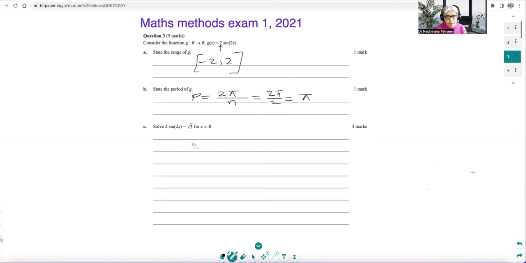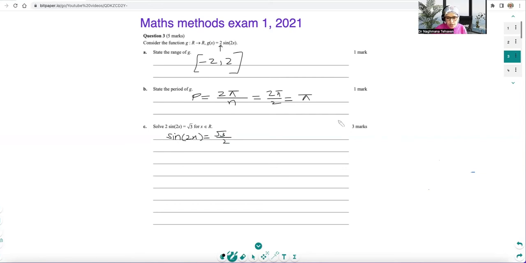So what does that mean? We need to find all values of x in the real numbers. That means we need to get the general solution. So let's get into that. We can write this one as sine 2x is equal to root 3 over 2. And now you know that sine is root 3 over 2 and sine is positive.